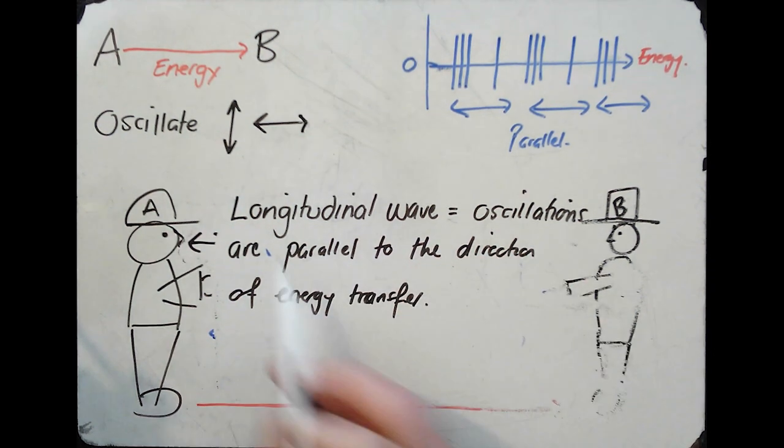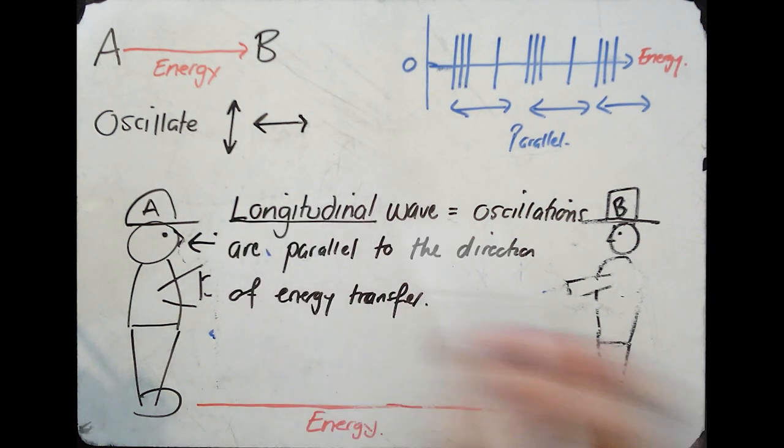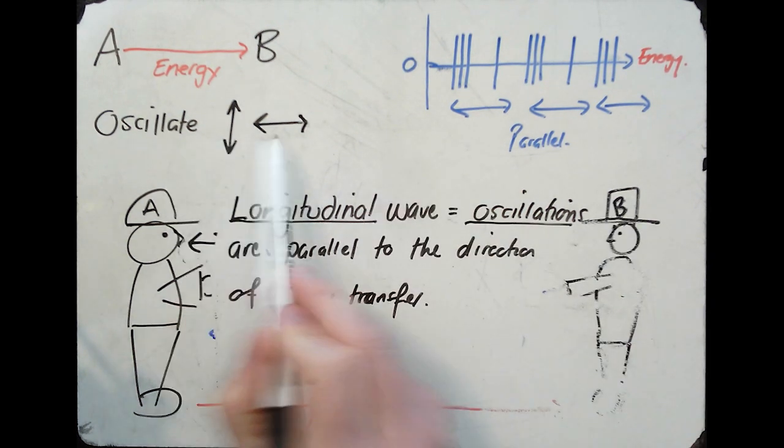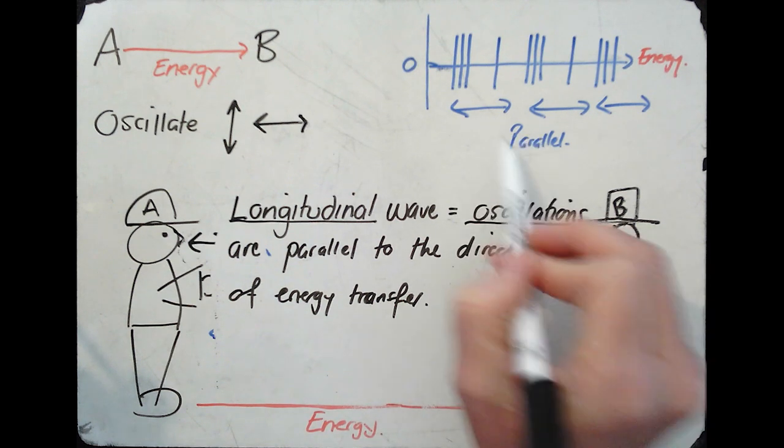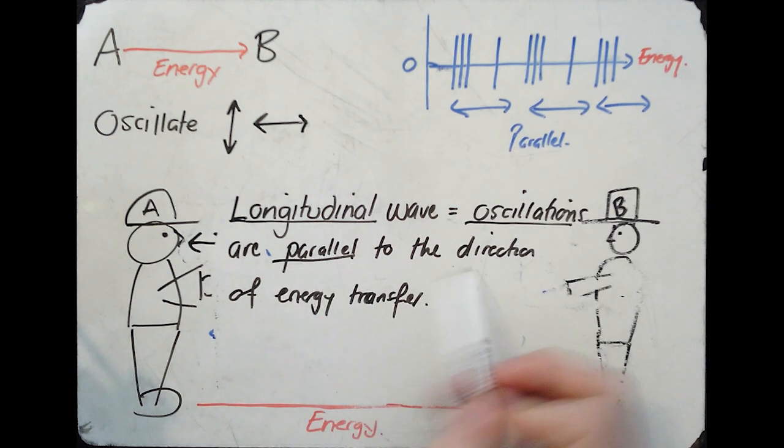I'll read that one more time. So in a longitudinal wave, the oscillations, so the backwards and forwards movements, are parallel, so in the same direction, to the direction of energy transfer.